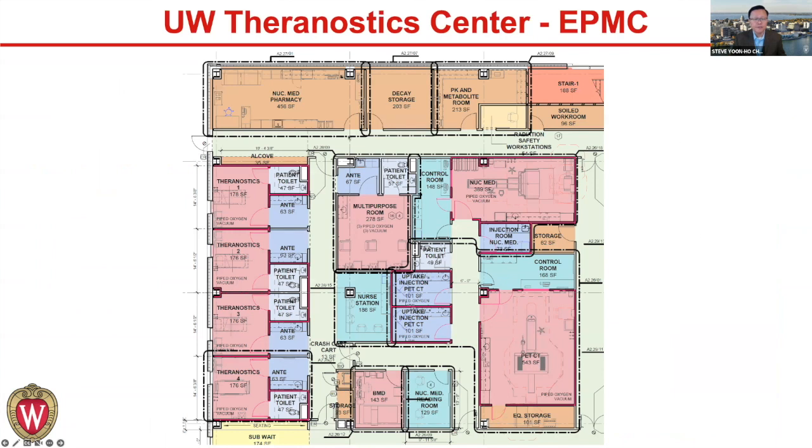This is a schema just showing how the room is set up. And so these are theranostic suites that have been designed with the team and with radiation safety concerns, where there's an ante room and a patient toilet room and a multi-purpose room here for research studies. The SPECT scanner and PET scanner will go here.